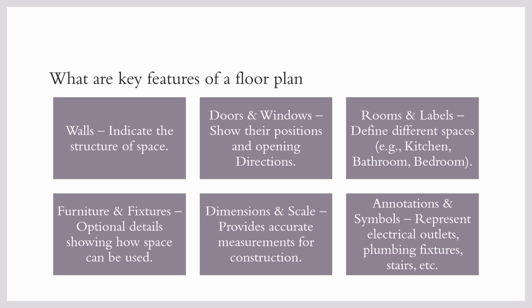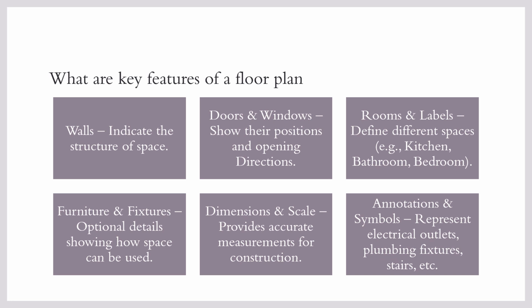Next, we're going to move on to rooms and labels. These help define the different spaces. For example, on the floor plan, you might see it says kitchen and then a measurement underneath. That's showing you, okay, this place is the kitchen. Some floor plans might not have a label saying this is the kitchen, but then that's when we have furniture and fixtures, which show you what the space is going to be used for.